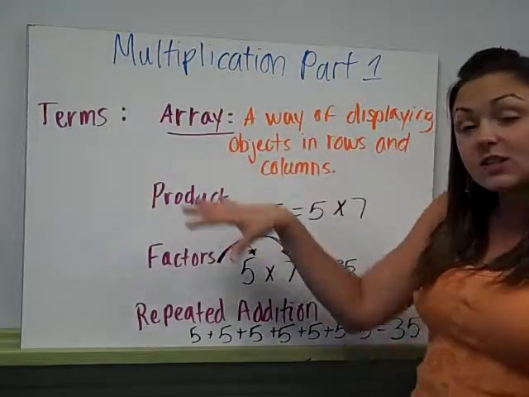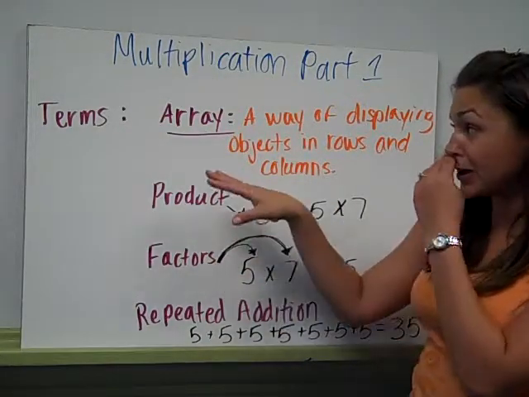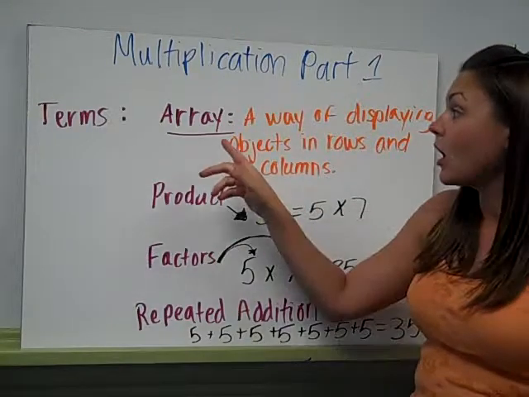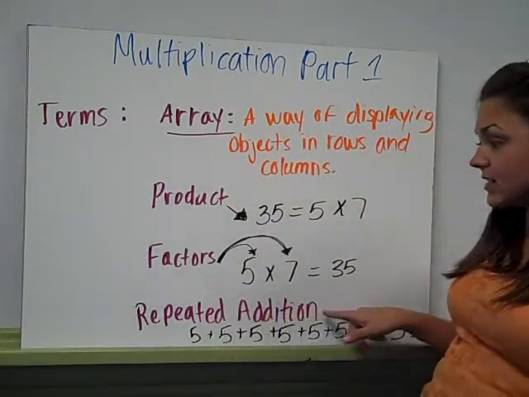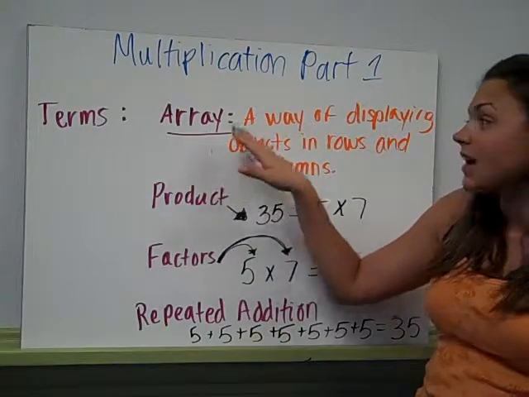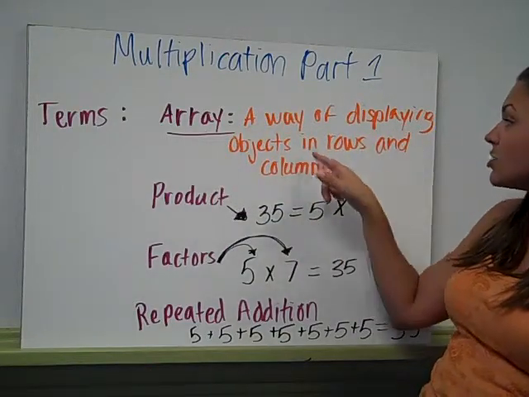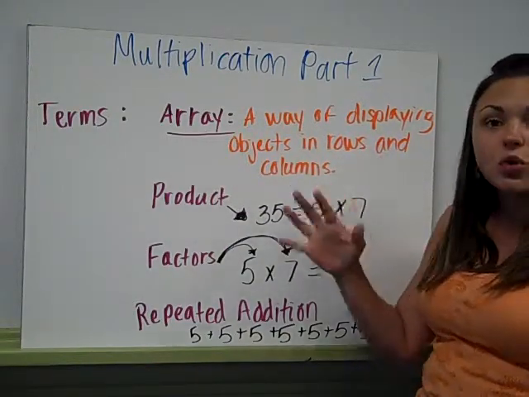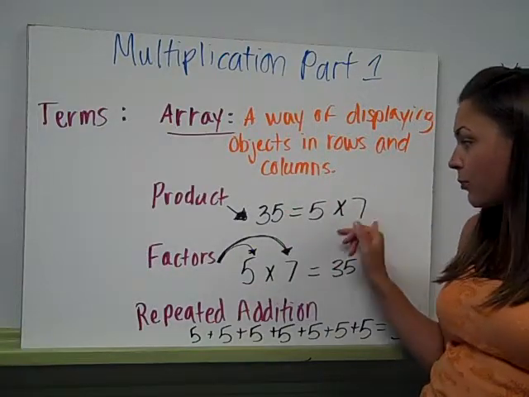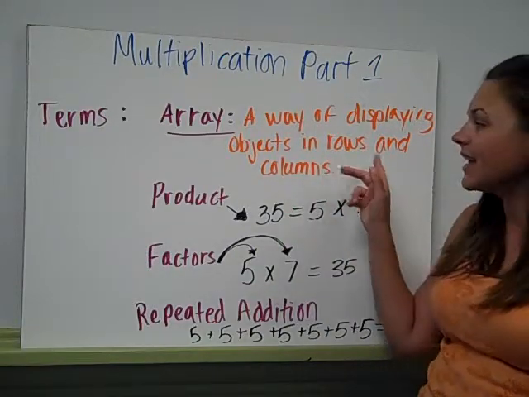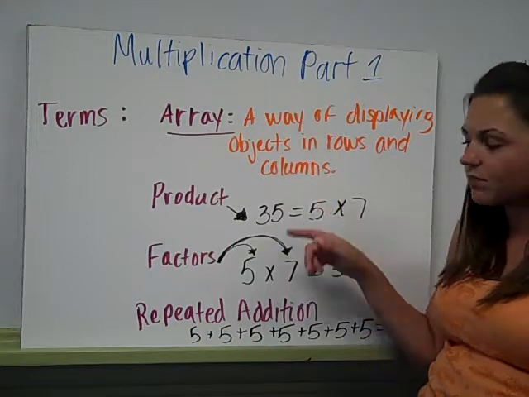As part of this multiplication process, we're going to talk about two new terms today, array and repeated addition. An array is a way of displaying objects in rows and columns. So we're going to display a multiplication problem like 5 times 7 in rows and columns.